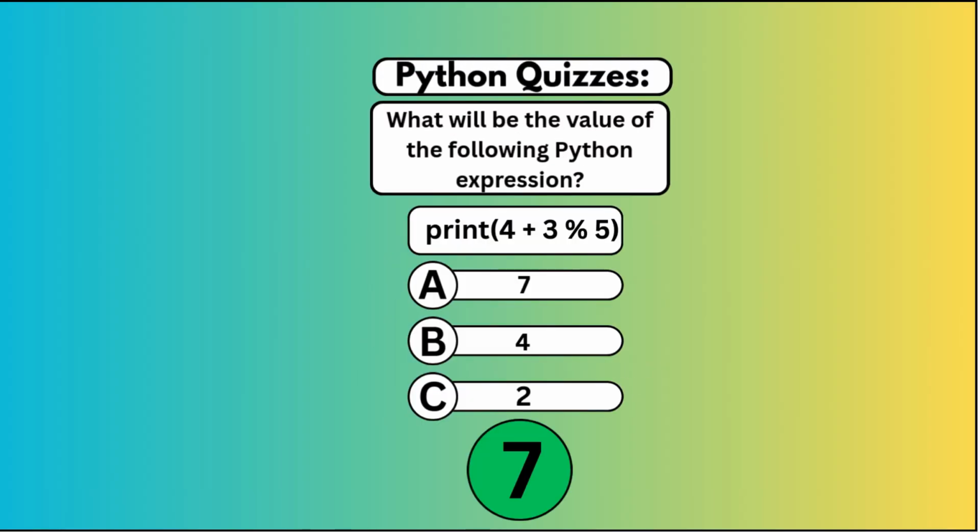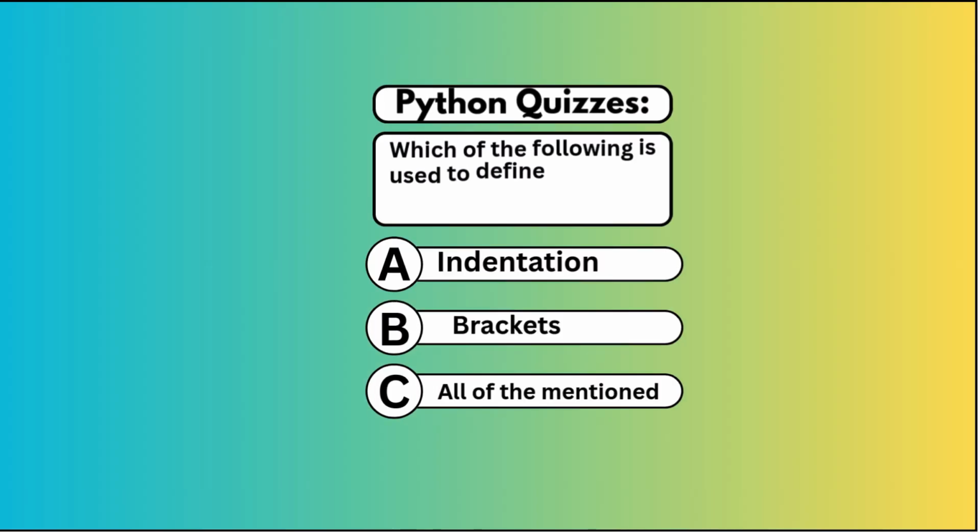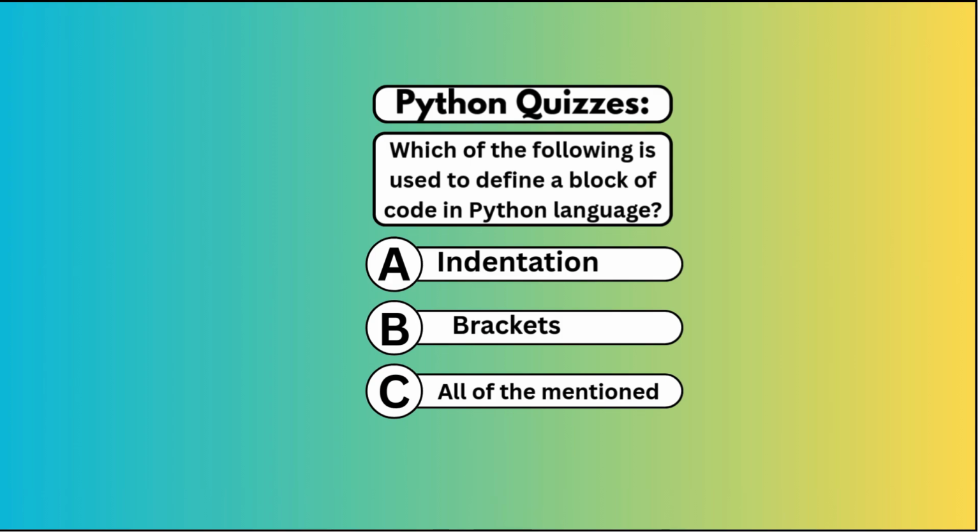Number 7. What will be the value of the following Python expression? So the expression is evaluated as 4 plus (3 % 5), which is 4 plus 3 equals 7. Number 8. Which of the following is used to define a block of code in Python language?